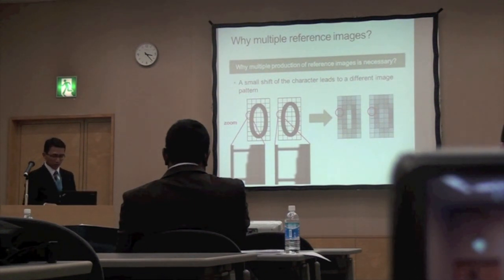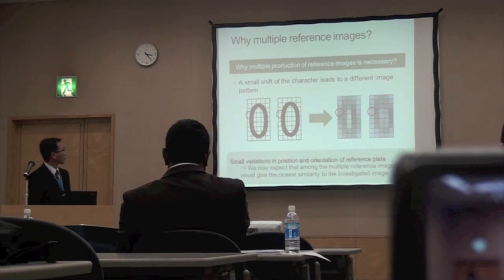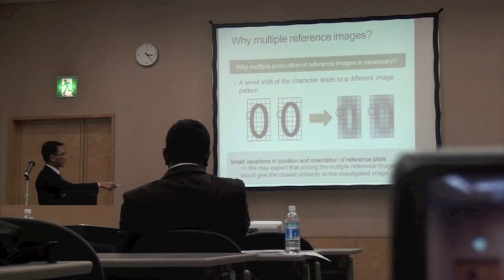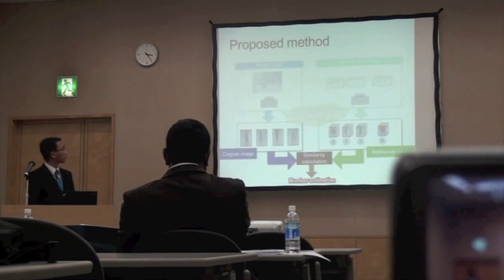So that's why, in order to tackle this problem, we create multiple productions of reference images. By implementing small variations in position and orientation, we may expect that among the multiple reference images, one would give the closest similarity to the investigated image.